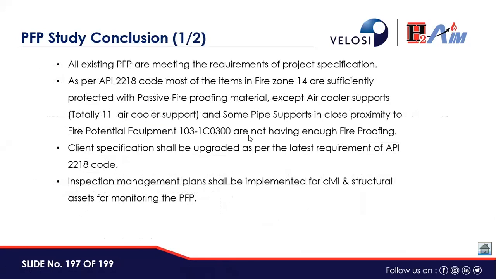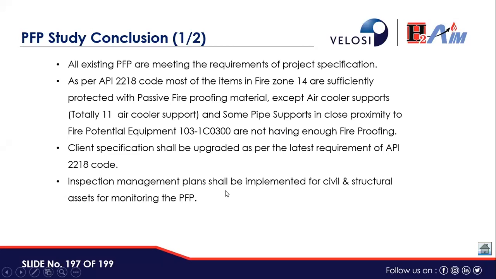So this was the calculation of this passive fireproofing. All the existing PFP are meeting the requirements of the project specification as per the API 2218 code. Most of the items in fire zone 14 are sufficiently protected with passive fireproofing material except air cooler supports. Totally 11 air cooler supports and some pipe supports in close proximity to fire potential equipment are not having enough fireproofing. Client specification shall be upgraded as per the latest requirement of the API 2218 code.